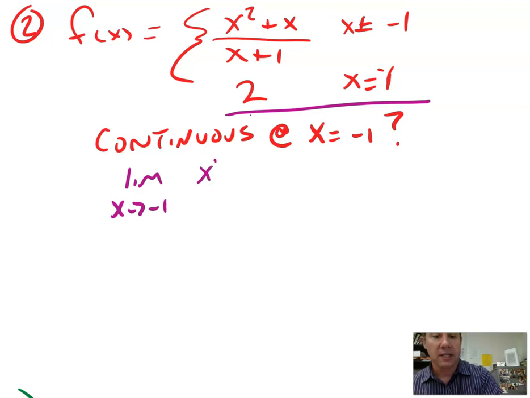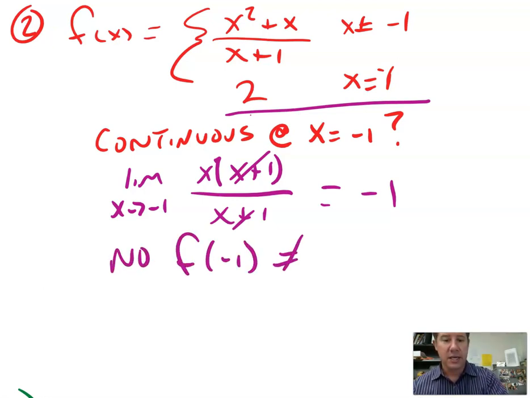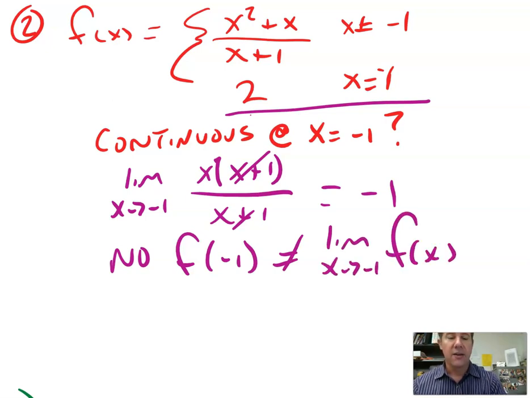I would start by factoring out the x plus 1, since when I plug it in, I'm going to get 0 over 0. And so those cancel off, and this limit would be -1. Now the third piece: do those 2 things equal each other? In this case, no, they do not. f of -1 does not equal the limit as x approaches -1 of f of x. Therefore, this violates rule 3. So the function exists, the limit exists, but they did not equal each other.